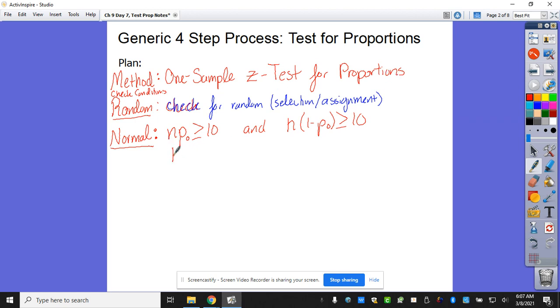Write out in context, there are at least 10 successes, failures, in context. Again, write that out however you've been writing that part out. And we always have to end with, so we can use norm approximation.